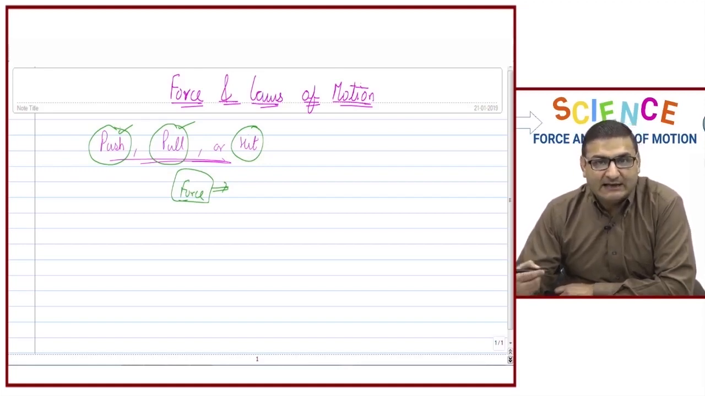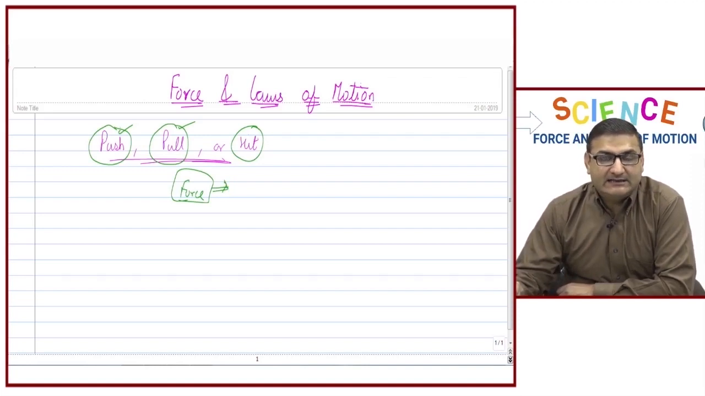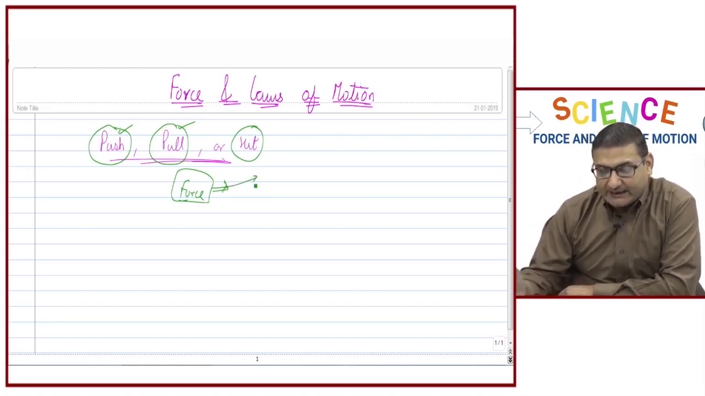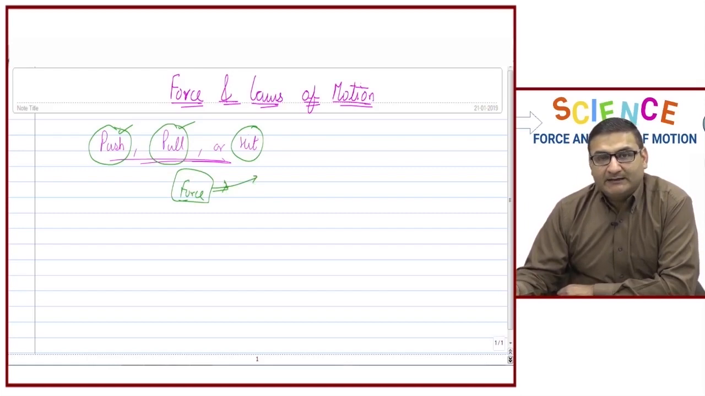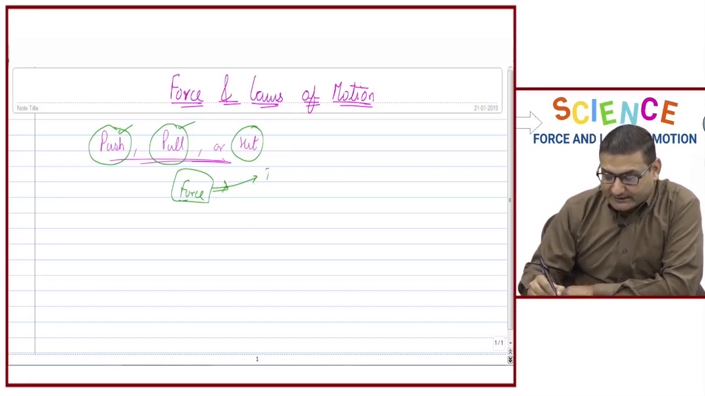It is that by applying this force, which we have never seen, but have experienced or felt, right? I repeat, this force we have not seen. Nobody has seen what exactly force is, but we have experienced force, right? So this force can not only bring a stationary body into motion, but it can also perform various functions. Now what are the impacts of force? Let us try to relate.